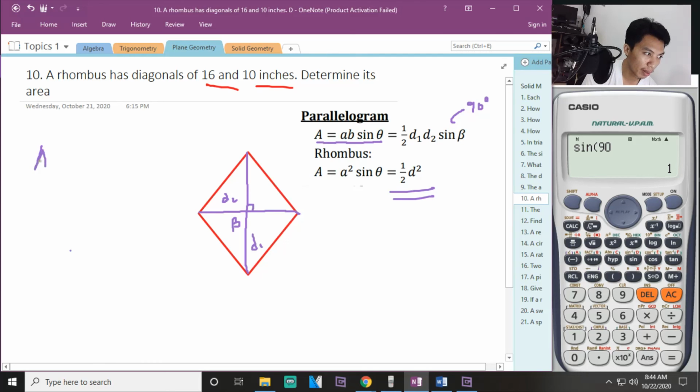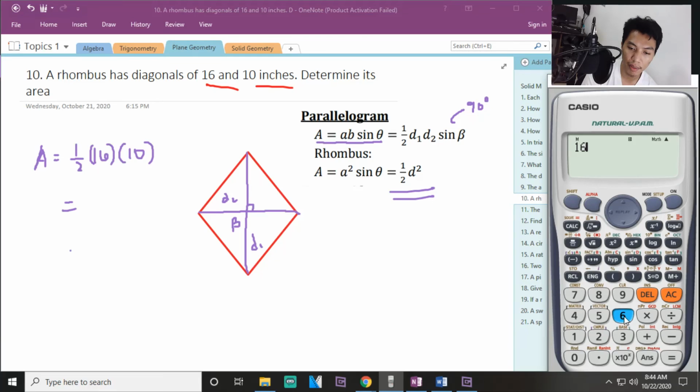Now, for the area ng rhombus mo, that is 1/2 ng 16 times 10. That is 160 divided by 2. I think that is 80. So, 80 square units.